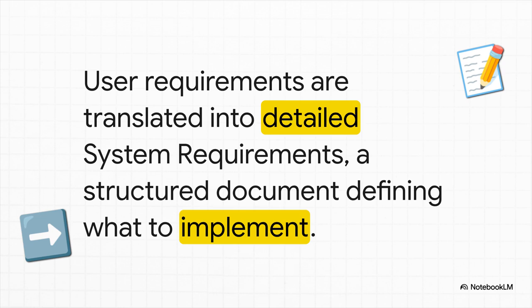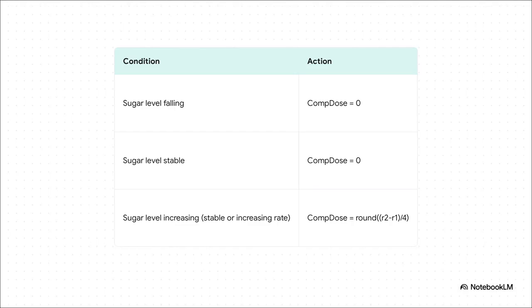So those big, high-level ideas have to get broken down into incredibly precise, unambiguous instructions. We call these system requirements. And in a life-critical system like an insulin pump, that detail is everything. There can be zero room for guessing. So here you see a table that maps every possible blood sugar condition to a very specific mathematical action. When a person's life depends on it, you can't just tell a developer to administer insulin. You need this level of precision.